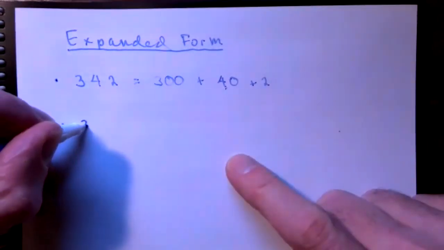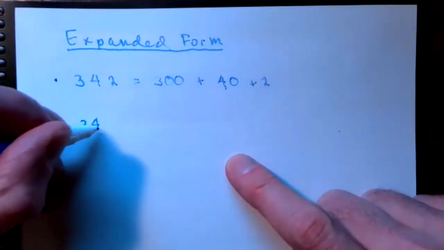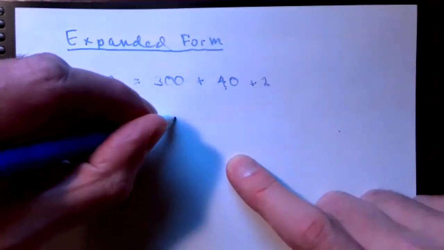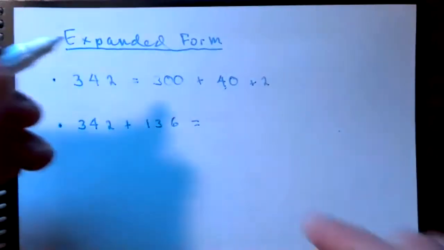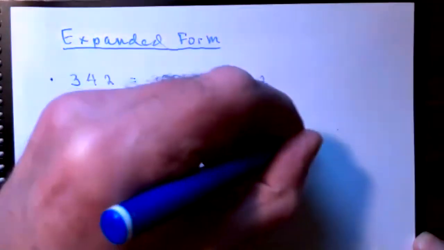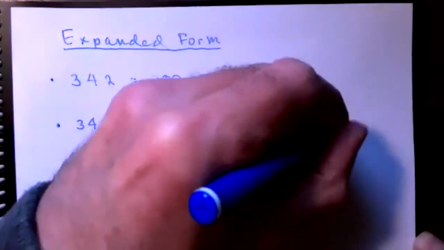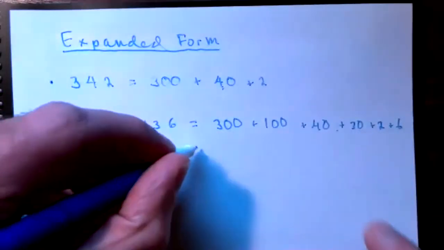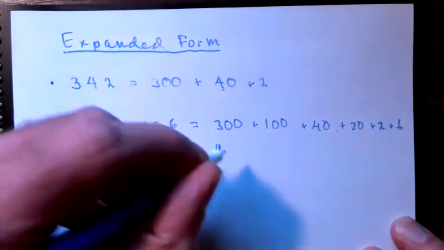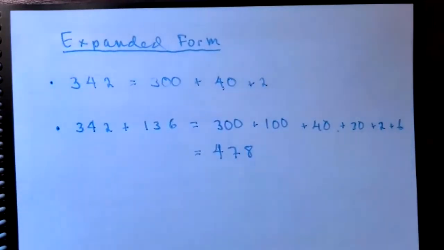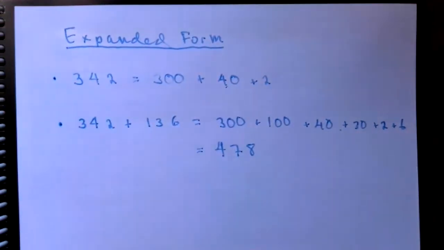Expanded form is really nice for addition, especially if you don't have any carrying. Right, we can do the 300s plus the 100. We can do the 4 tens plus the 3 tens. And we can do the 2 ones plus the 6 ones. And these are all, of course, one-digit problems. So that's 478. Okay, so expanded form, very nice for addition.